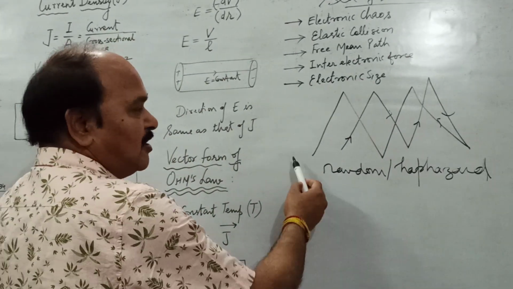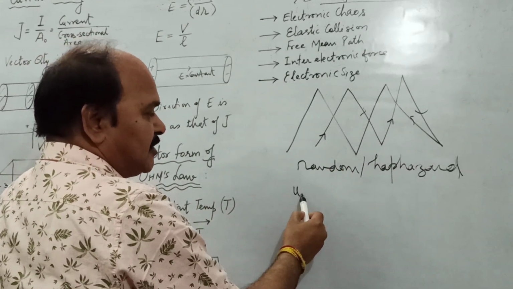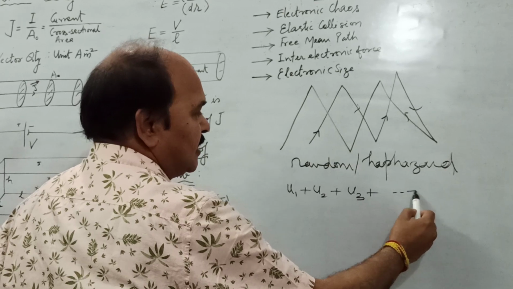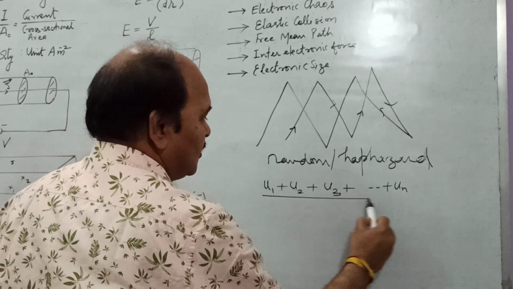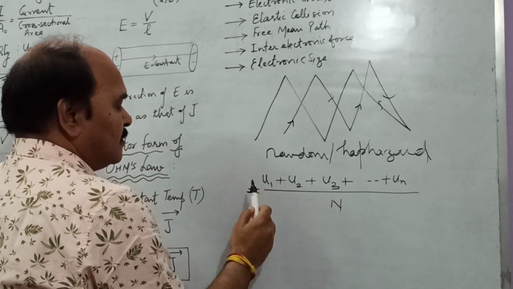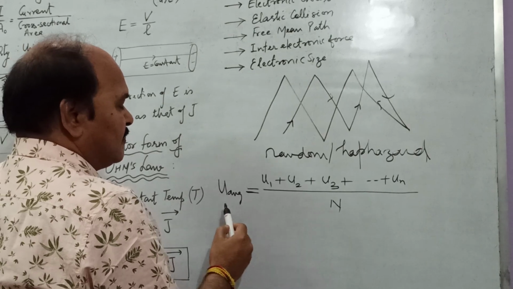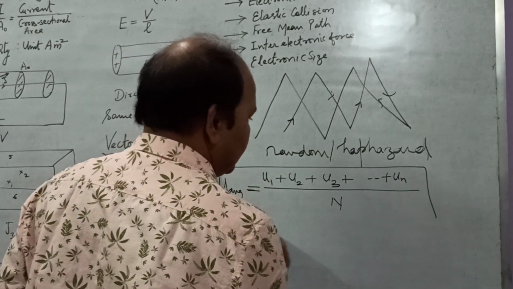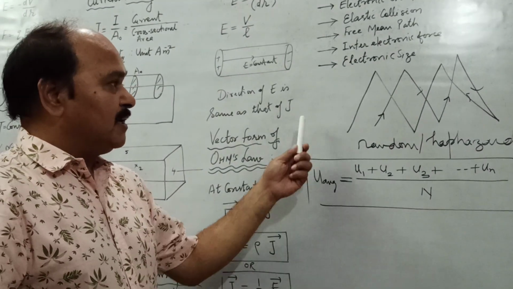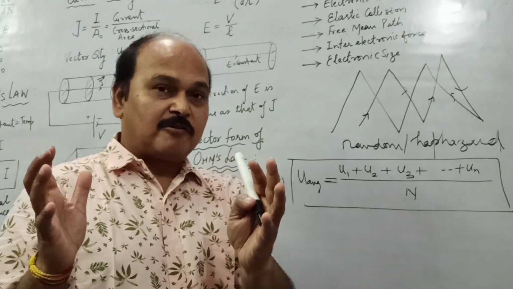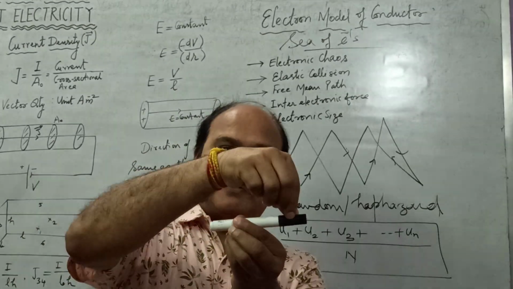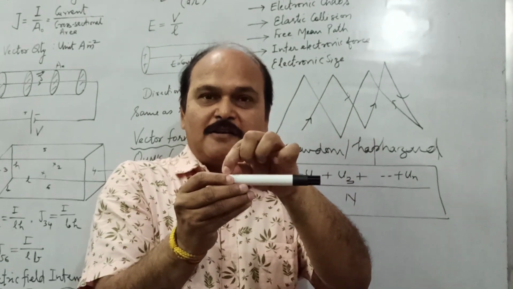Well, since electrons move randomly and haphazardly, if we find the average of the velocity of all the electrons, what does it come out to be? The average velocity of all the electrons would be the sum of the velocities upon the number of electrons. So the average velocity of all the electrons in a conductor is 0. Why? Because they move randomly and haphazardly. So there is no net displacement of electrons from one part of the conductor to another. If some electrons move from this part of the conductor to this part, the same number of electrons move from here to here. So this is what happens.